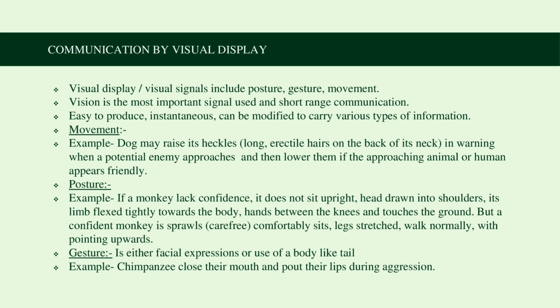Visual display or visual signals include posture, gesture and movements. Vision is the most important signal used in short-range communication. It is easy to produce, it's instantaneous, and it can be modified to convey various types of information. For movement, the best example is a dog raising its hackle. The hackle is the hair present on the back of its neck. The dog will raise its hackle in warning when a potential enemy approaches, and then lower the hackles if the approaching animal or human appears friendly.